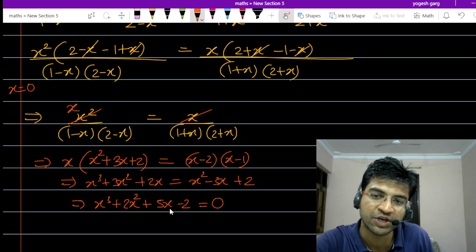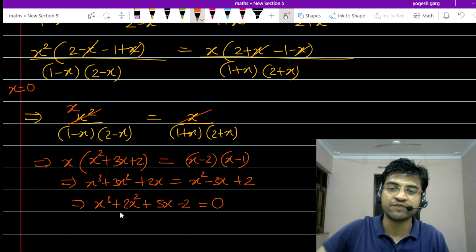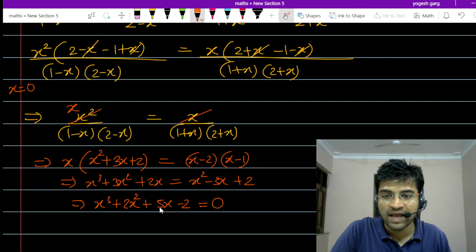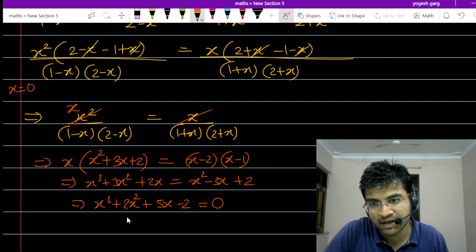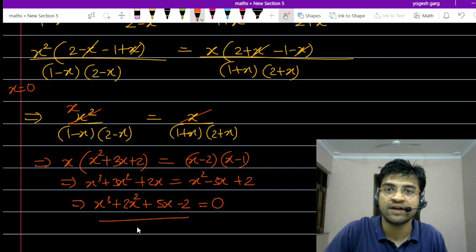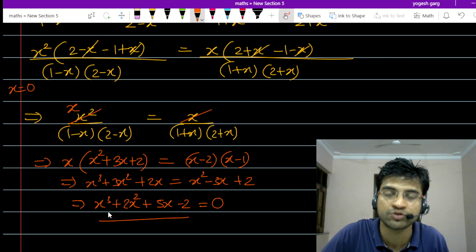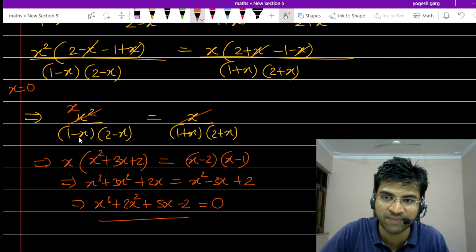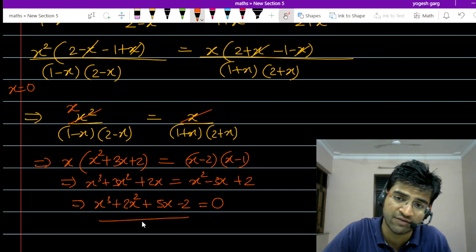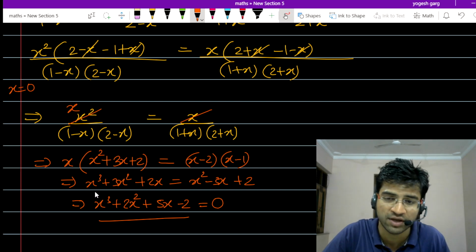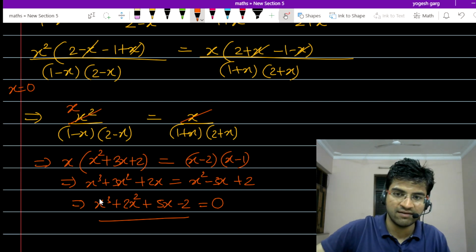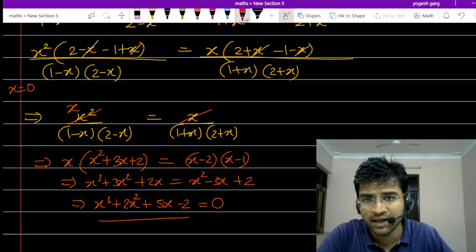Now how to proceed with this? How to go about this? What should we do for this particular equation? How to check whether this equation has any roots or not? See, what we have, x by 1 minus x into 2 minus x is equal to 1 by 1 plus x into 2 plus x. Now we have to check whether this equation has real solutions or not. Now how to check this, whether this equation has real roots or not?